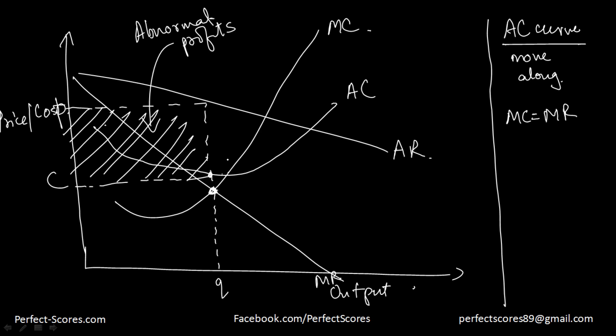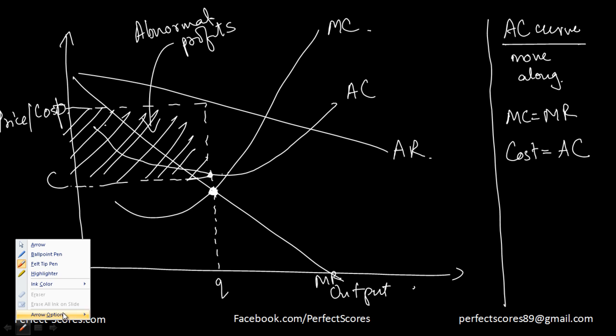So again, I'll explain this. At this point where marginal cost is equal to the marginal revenue, that is the output for profit maximization. So at this amount, I'll be producing at this, I'll be selling at this much price. However, the cost is something which is given by the average cost curve. So that means at this point, this is the cost that I'm going to incur. This area is actually going to be the area of abnormal profits.